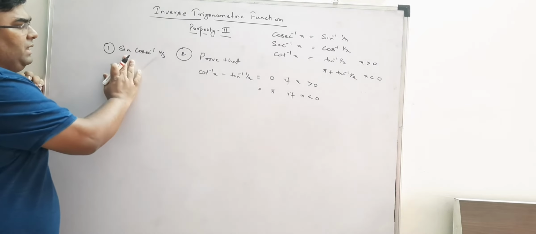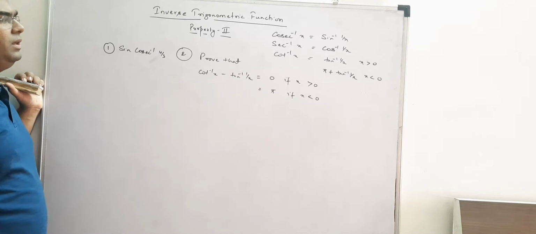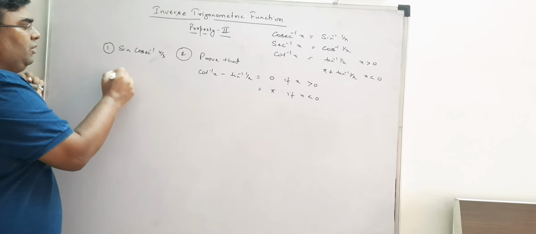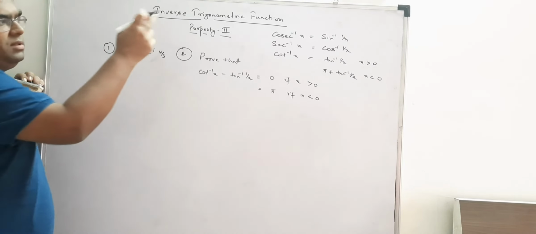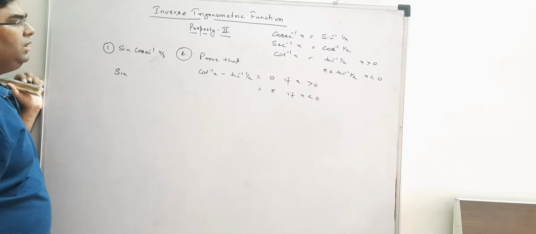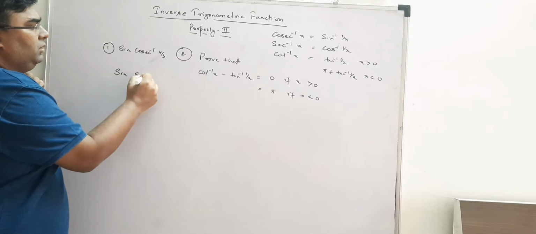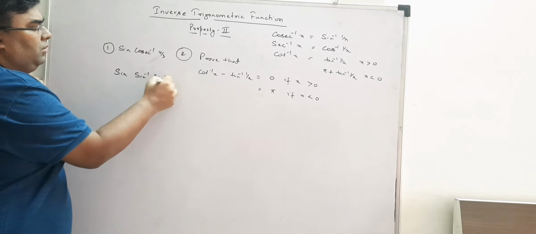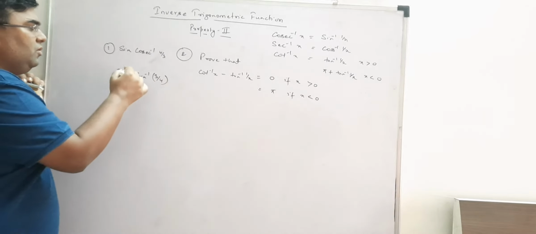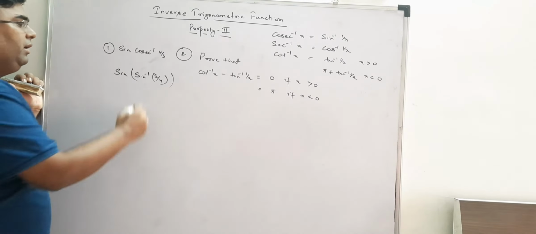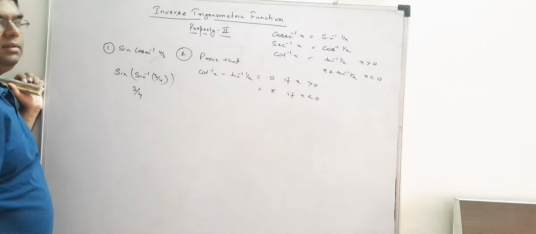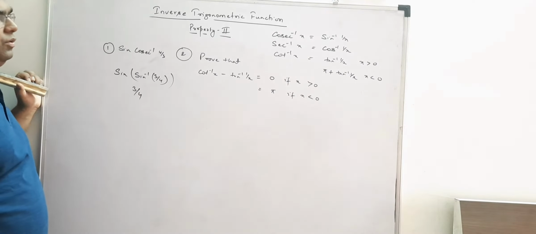The first example is sine of cosec inverse 4 by 3. So simple, what we will do is first convert this cosec inverse into sine inverse using that property. It will be sine inverse 3 by 4, the reciprocal of 4 by 3, and hence you can write simply 3 by 4.